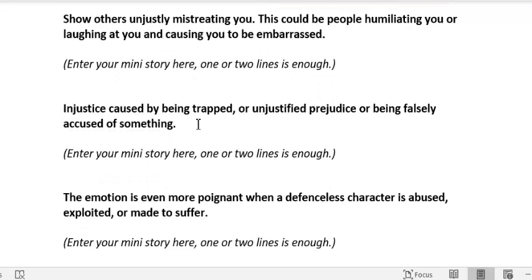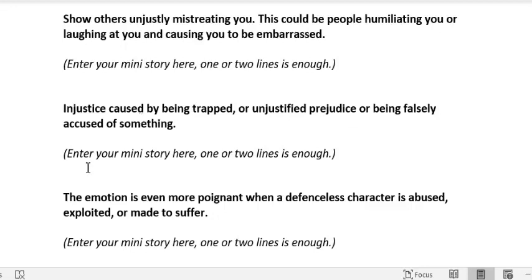Now, injustice caused by being trapped, or unjustified prejudice, or being falsely accused of something. If that's ever happened to you, great. Put a mini story there. If it hasn't, go straight on to the next one. Pause if you need to.